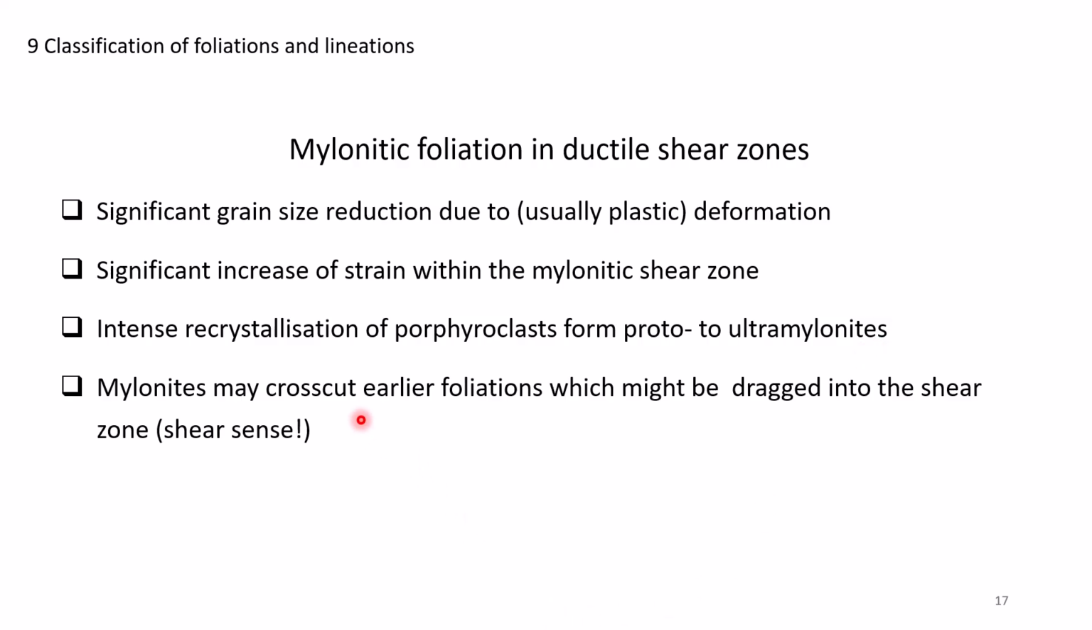Mylonite zones also may cross-cut earlier foliations. Very typically, mylonites form during younger deformation events. So if you are in a gneissic terrain that already was deformed before the mylonite formed, the mylonite might have a different orientation compared to the foliation in the host rock. If that happens, the earlier foliation might be dragged into the new mylonite shear zone, and under ideal circumstances you can use that as a shear sense indicator.